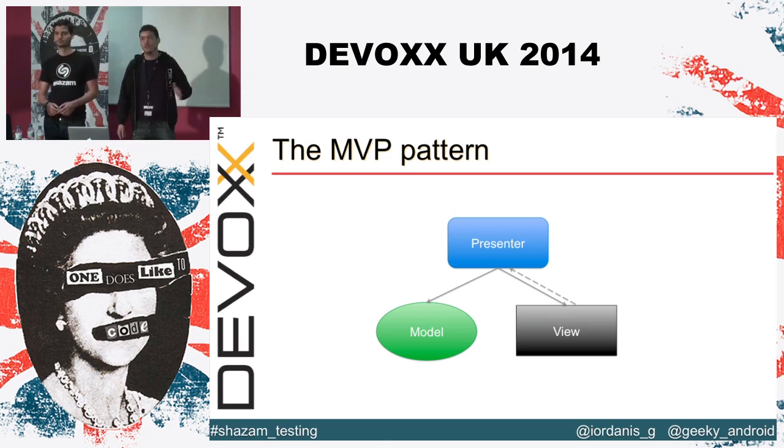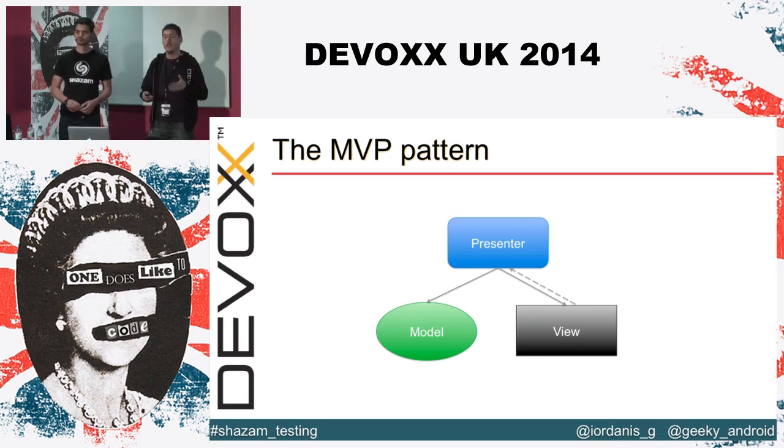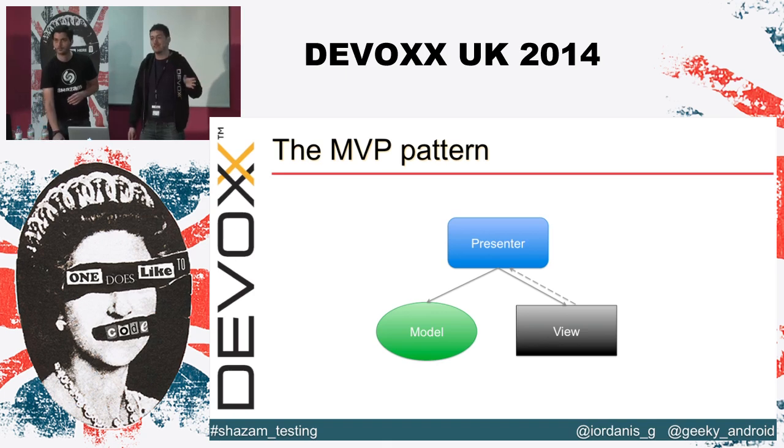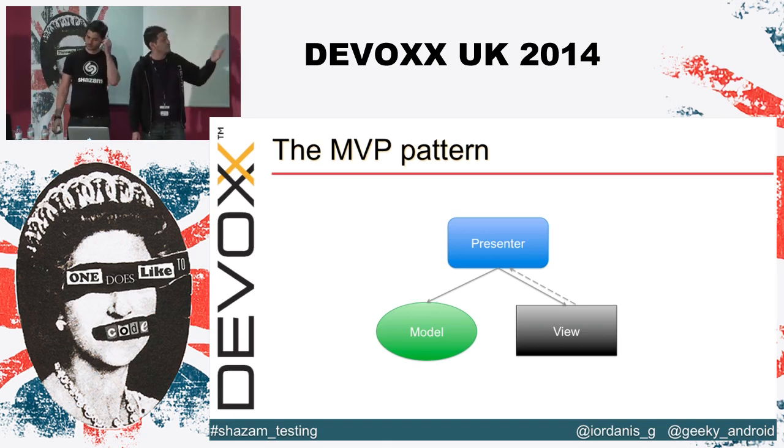The view, this is your platform-specific code. In our case, it's the activities and fragments that Jordan described. And this is basically what the user would see. In our case, on a website, it would be the web interface. This shouldn't contain any complicated logic in it. Actually, it shouldn't contain any logic, if you can make it so. And this is where the presenter comes in.